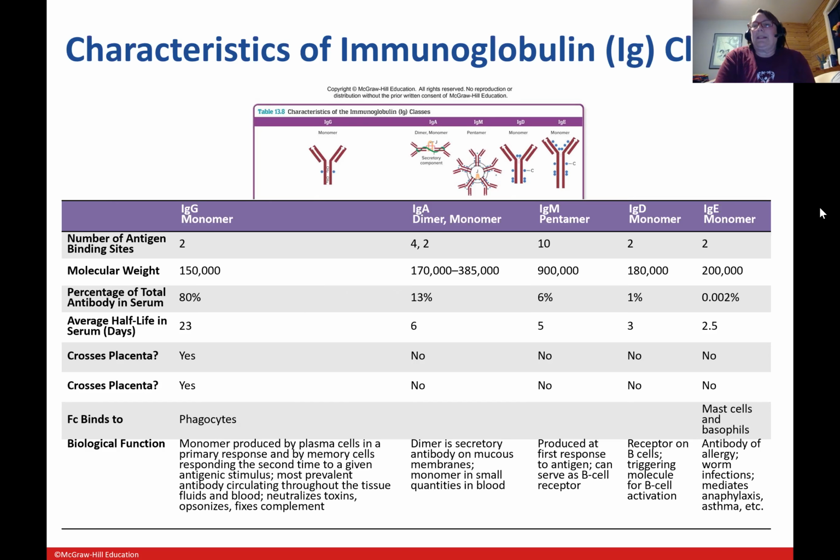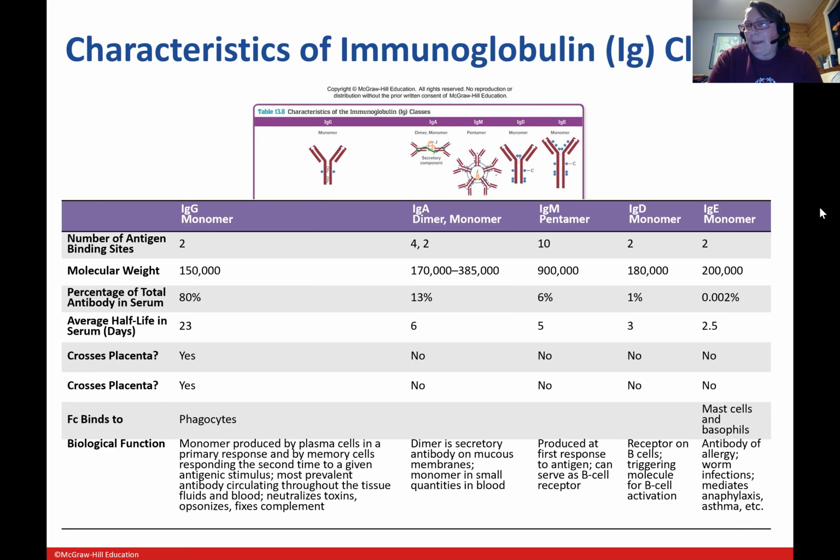And the last one is IgE, and it's a little bit different. As you can see physically, it's a little bit longer. There's a little bit more length on that Fc area. And basically the big difference is that it does not bind to phagocytes. It binds to those mast cells and basophils, which are involved in the, I'm sorry, involved in the allergic response. So this is the allergy antibody.